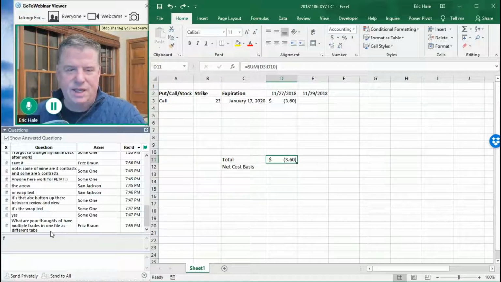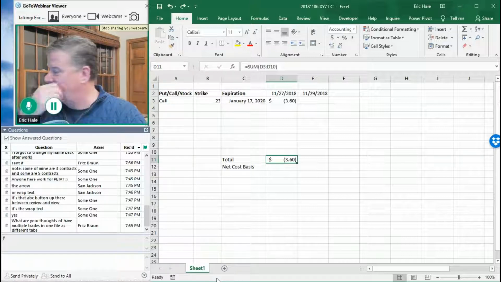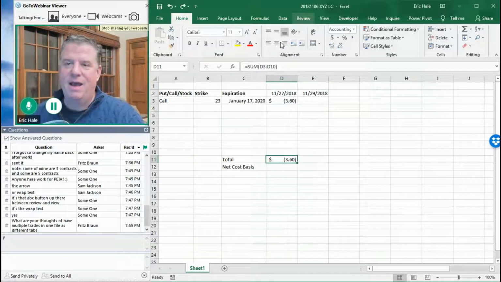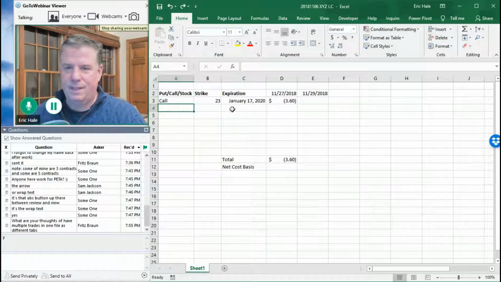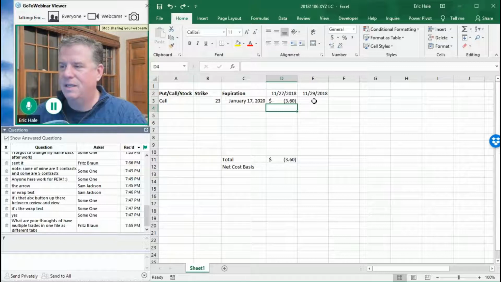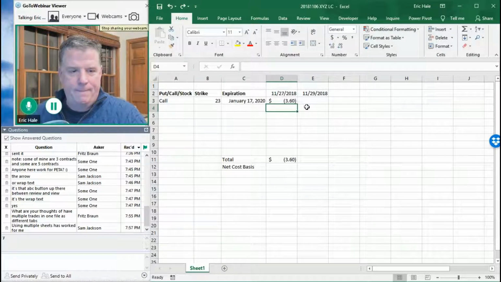Thoughts on having multiple trades as one file versus different trades. I think separate files are probably a lot cleaner. If I were you, I'd probably do that. Maybe I would have one for XYZ and another one for ABC, and then just keep all the trades on one tab. That would probably be more prudent. For me personally, that's what I would do. All right, so on the 29th, we made an adjustment here. There's no question I would do multiple sheets and then one tab or whatever works out for you.